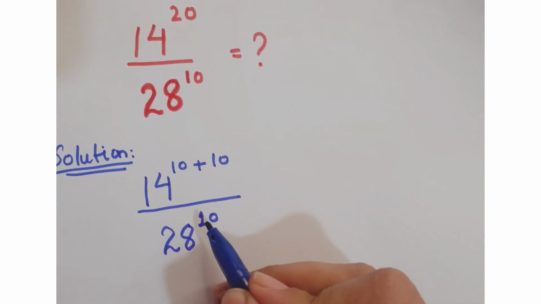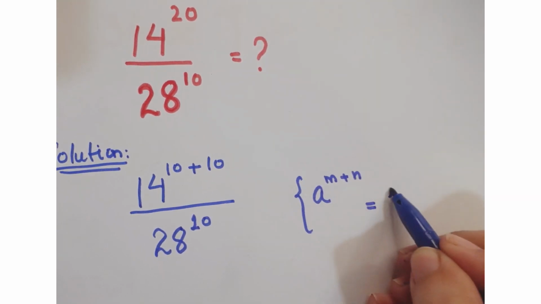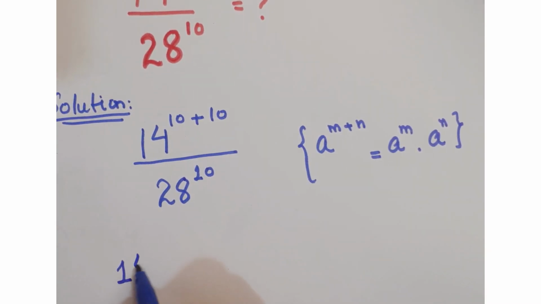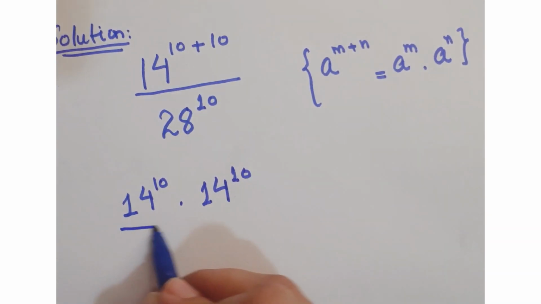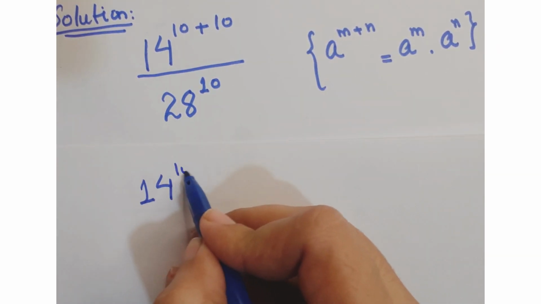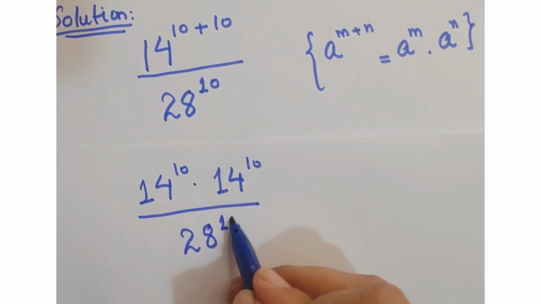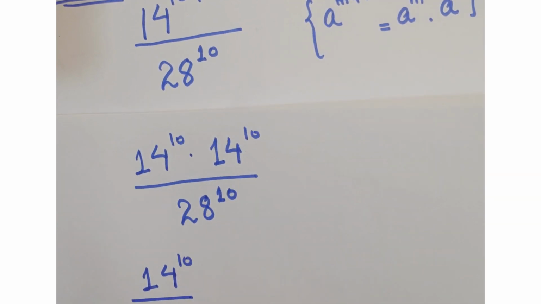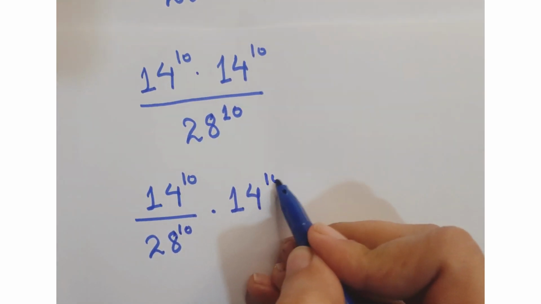Now as you know that a to the power m plus n can be written as a to the power m into a to the power n. So just split this 14 to the power 10 plus 10 as 14 to the power 10 into 14 to the power 10 upon 28 to the power 10. Further, you can write it as 14 to the power 10 upon 28 to the power 10 into 14 to the power 10.